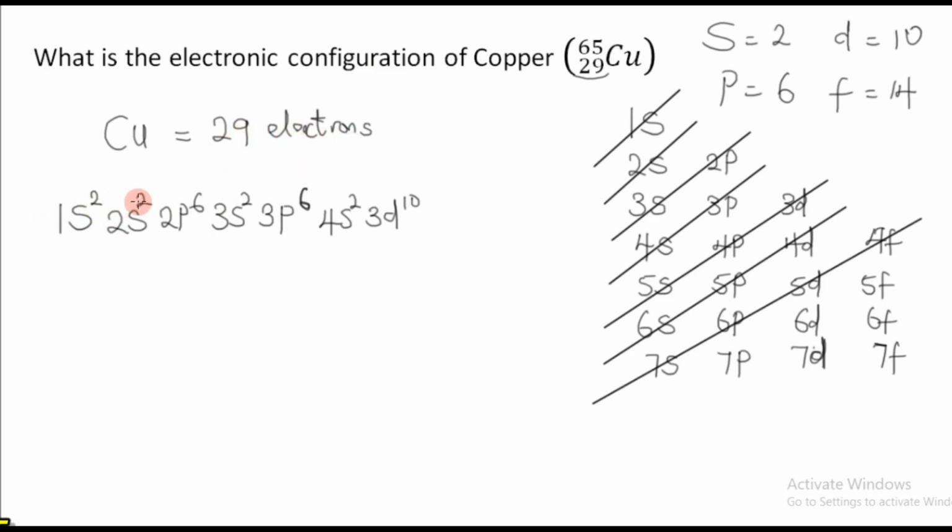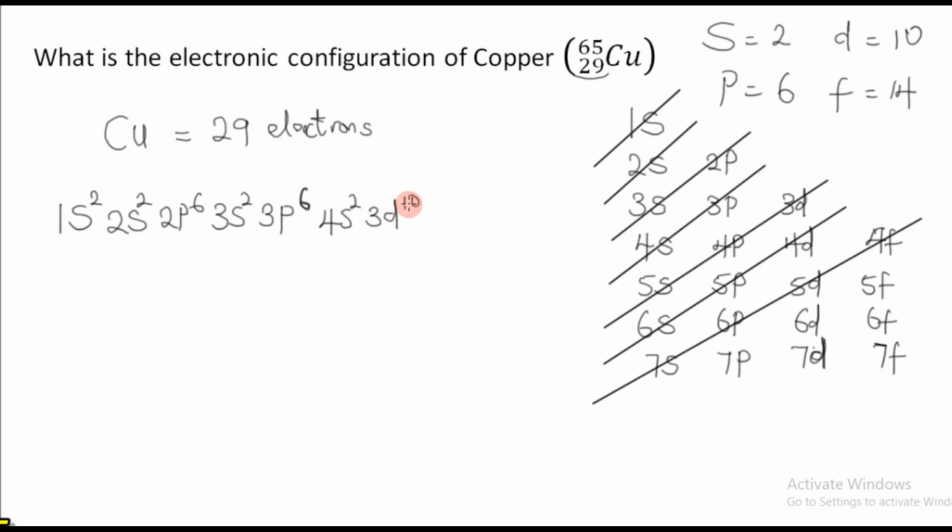So let's calculate if it is up to 29 electrons here. 2 plus 2 will give me 4. 4 plus 6 will give me 10. 10 plus 2 will give me 12. 12 plus 6 will give me 18. 18 plus 2 will give me 20. 20 plus 10 will give me 30. And I have 29 electrons to configure. So the 3d is 1 too many, that is here, right?